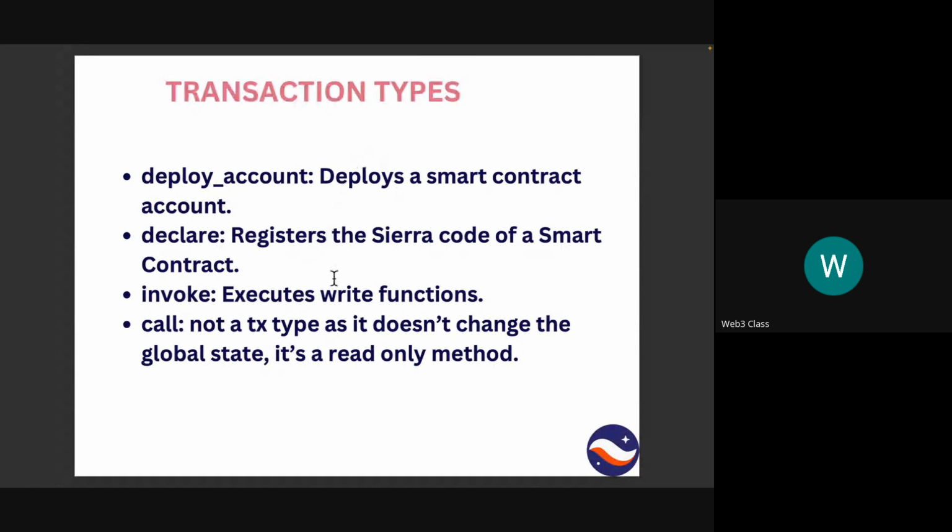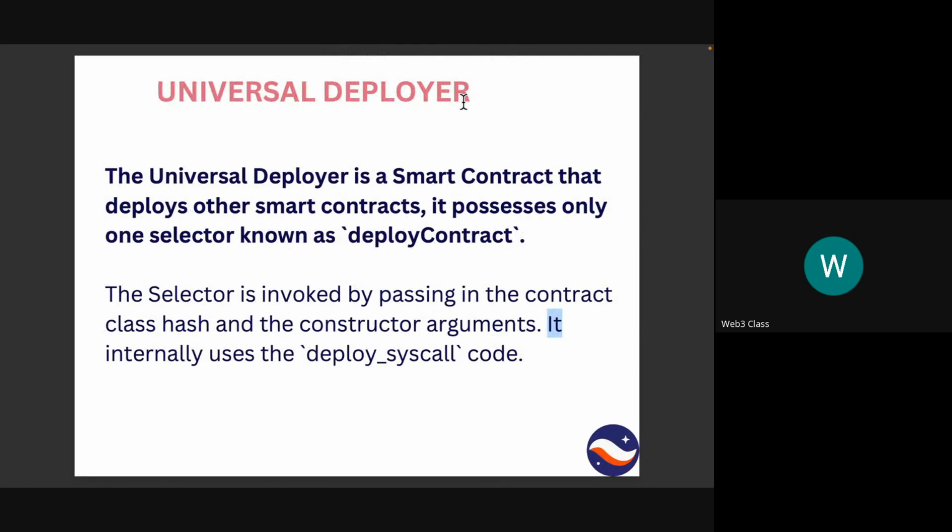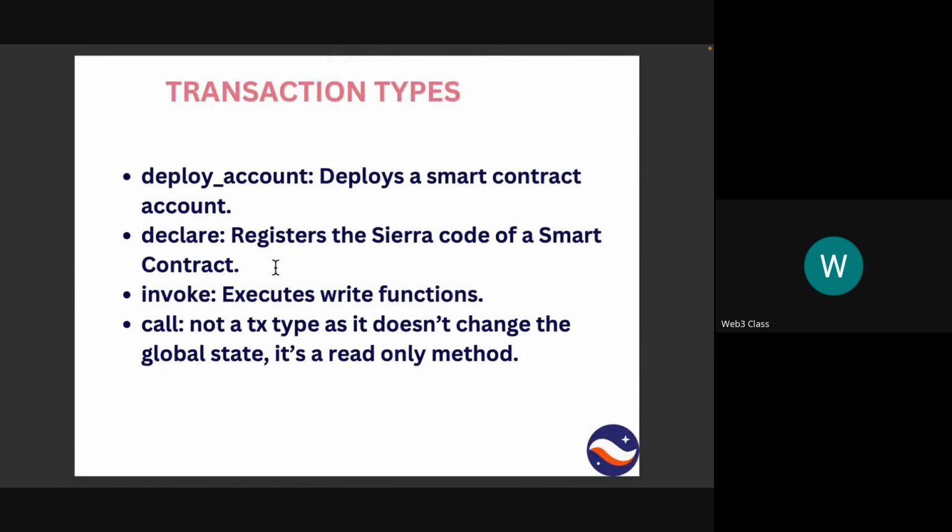So why the deploy contract is not listed here as a transaction type is because all these you see here are methods in Cairo. There is no deploy contract method. We have a universal deployer. It is a smart contract on its own that helps. It is not a method you can just call on the low level platform. So that is why it is not included here as a transaction type.